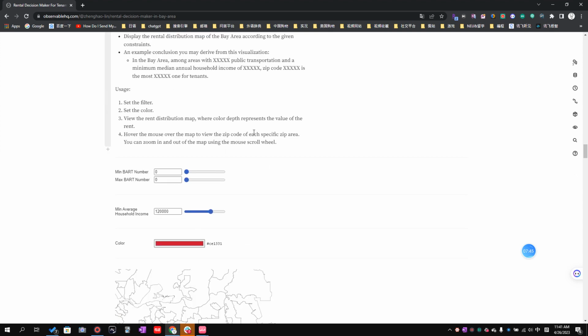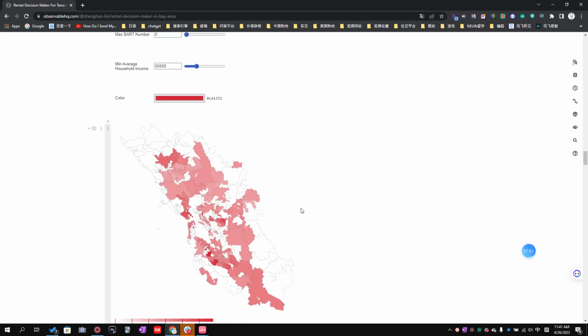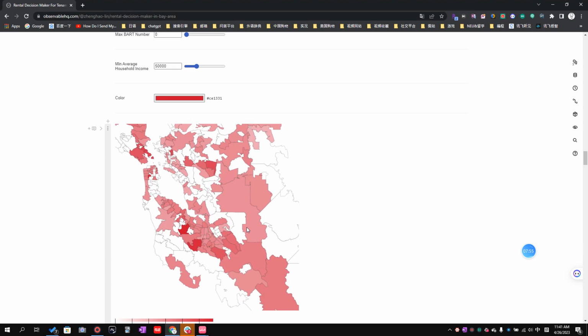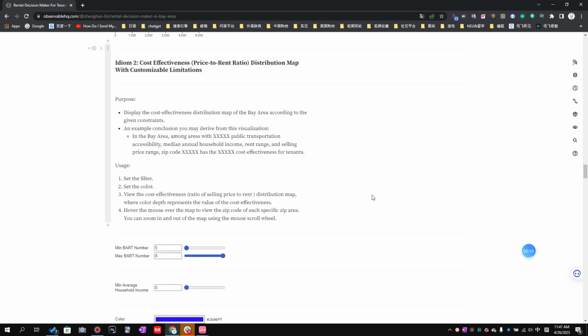And let me set it lower a little bit, and you can see here the overall rent distribution in the Bay Area. In my case, I prefer to live in the western and southern part because it seems the BART system is covering the northern and eastern part. And let's move on to the second one.